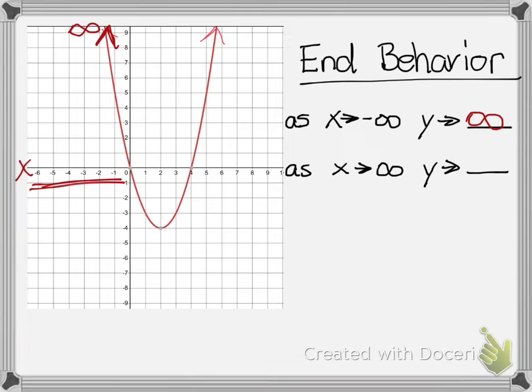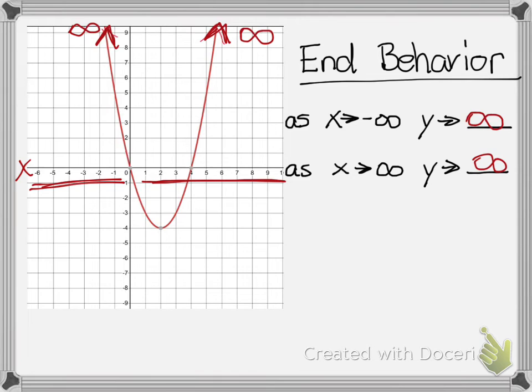In the second statement, it says, as x approaches positive infinity. Now, let's talk about that. If we're talking about positive infinity, that means we're looking at these numbers right here on this side that's going to keep going all the way to positive infinity. Do I see an arrow? I surely do, and it's pointing up. So that means it's also going to positive infinity.